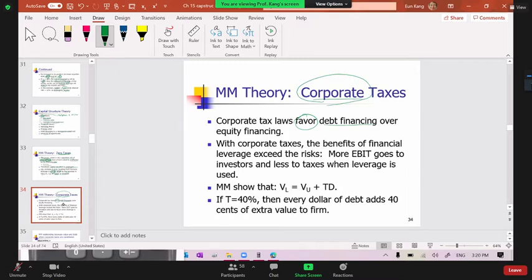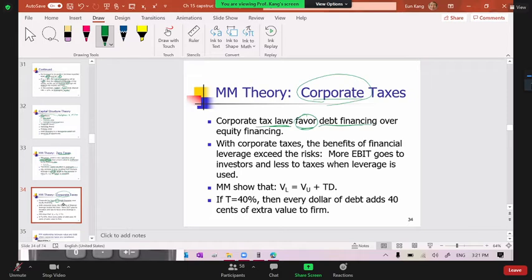Interest payment is tax deductible, but dividend payment is not deductible. You have to pay dividends from what? After-tax income. So only interest payment is deductible. So corporate tax law favors debt financing.